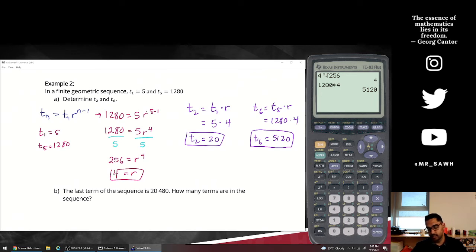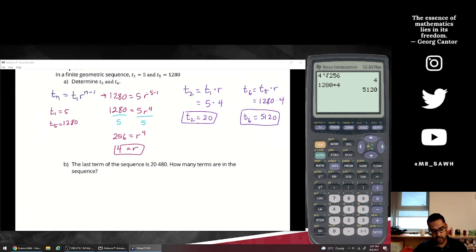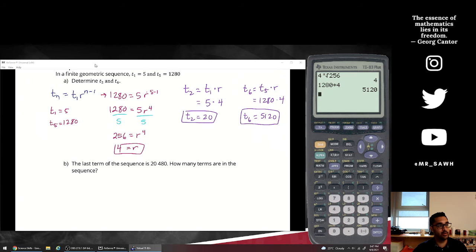Okay, so let's look at this a little different. Let's look at part B. So the last term of the sequence is 20,480. Last term is 20,480. How many terms are there in this sequence? So these two are linked, so all of this information is still true.